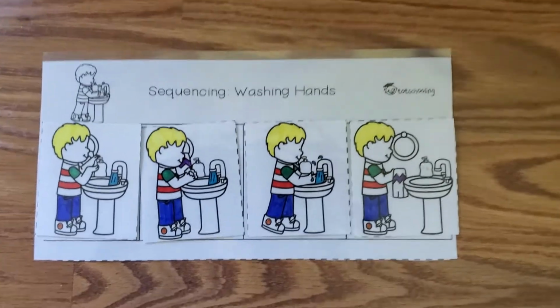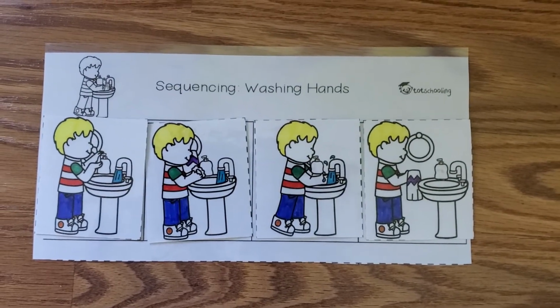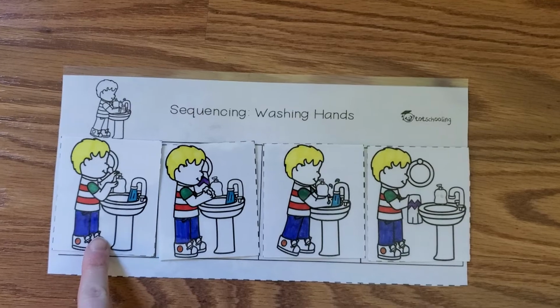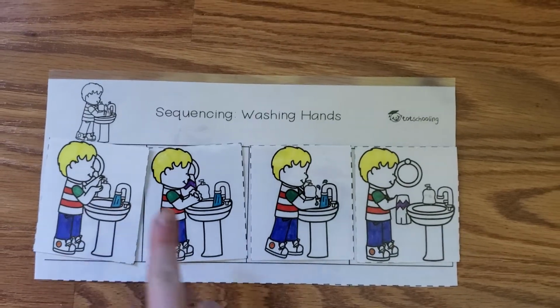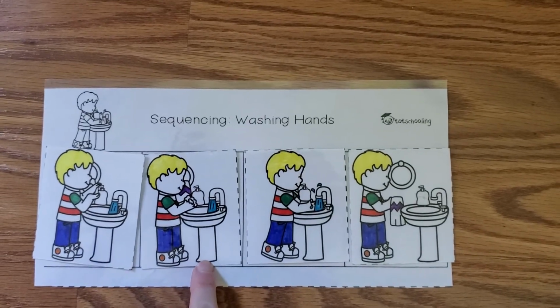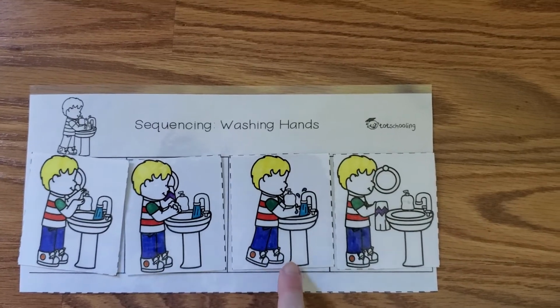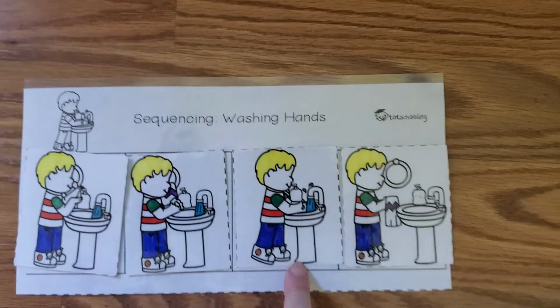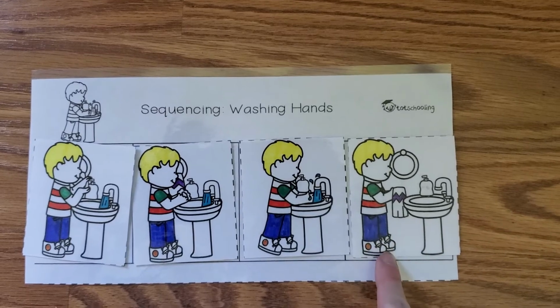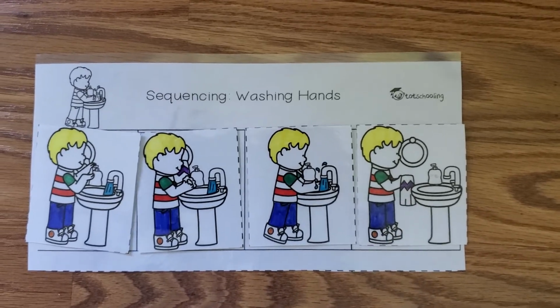Another way to sequence these cards and how to describe them would have been first, you use soap. Second, you lather the soap. Third, you rinse the soap from your hands. And fourth, you dry your hands.